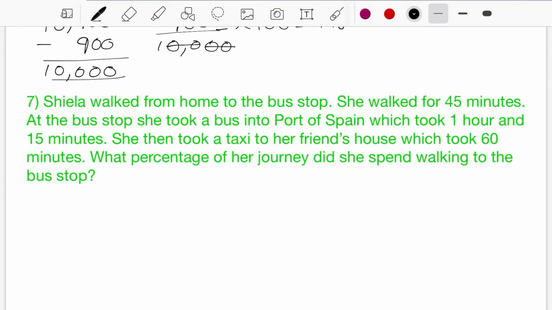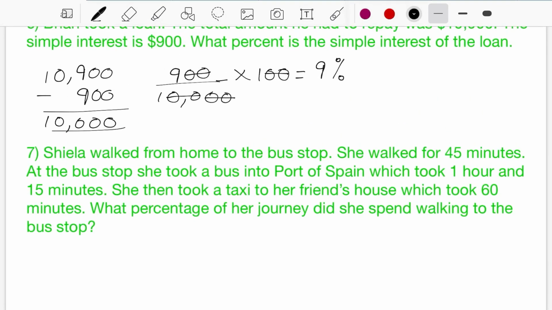Sheila walked from home to the bus stop. She walked for 45 minutes. At the bus stop, she took a bus into Port of Spain, which took 1 hour and 15 minutes. She then took a taxi to her friend's house, which took 60 minutes. What percentage of her journey did she spend walking to the bus stop?